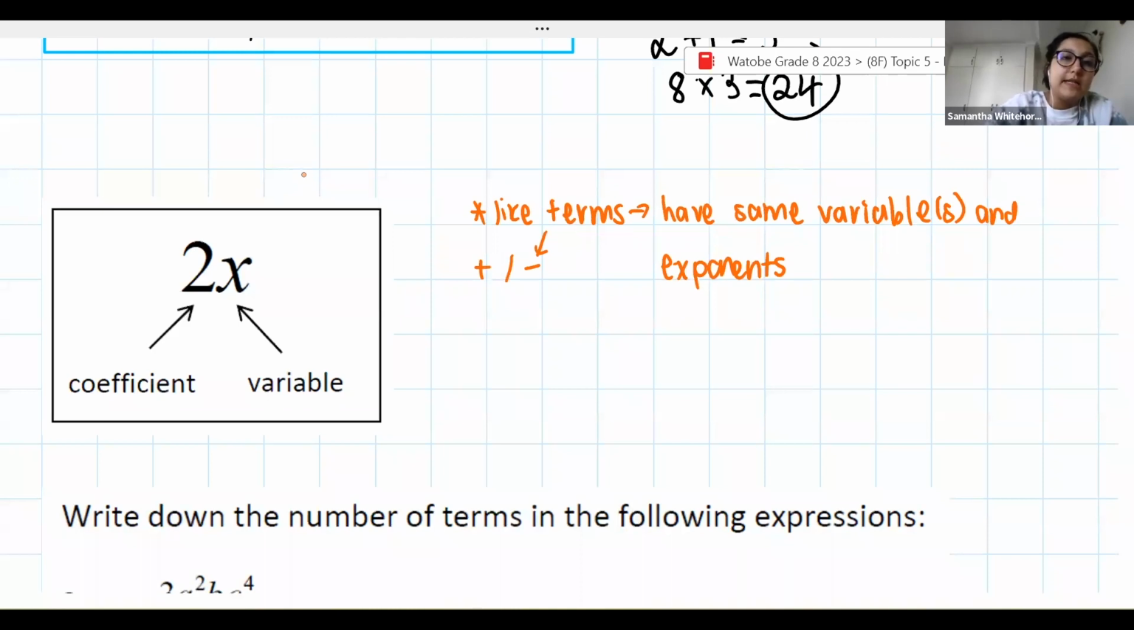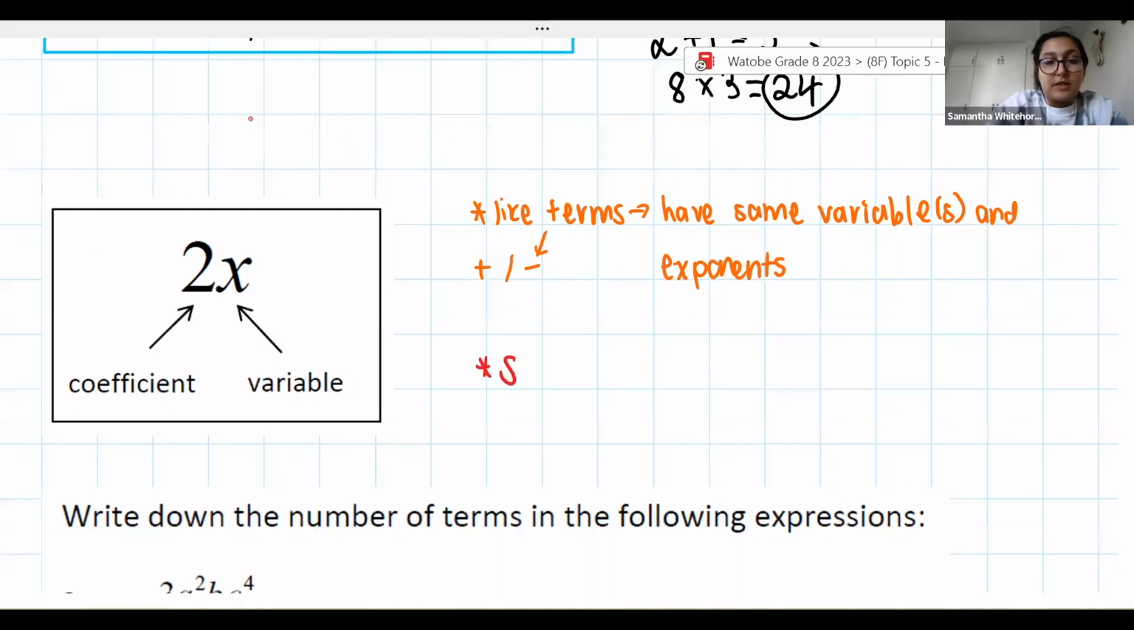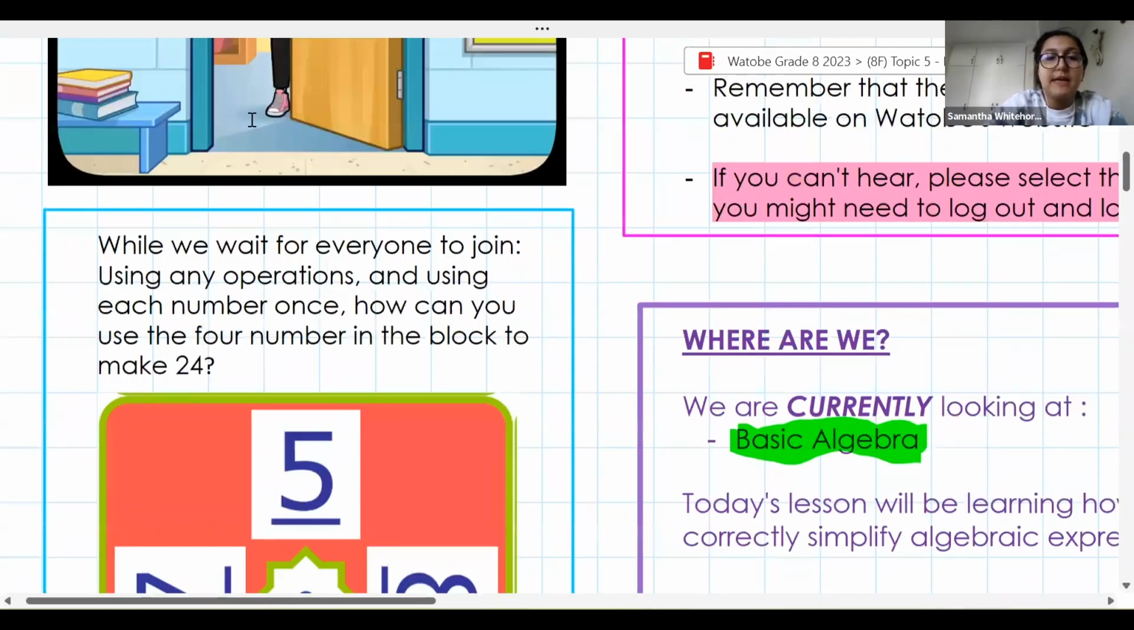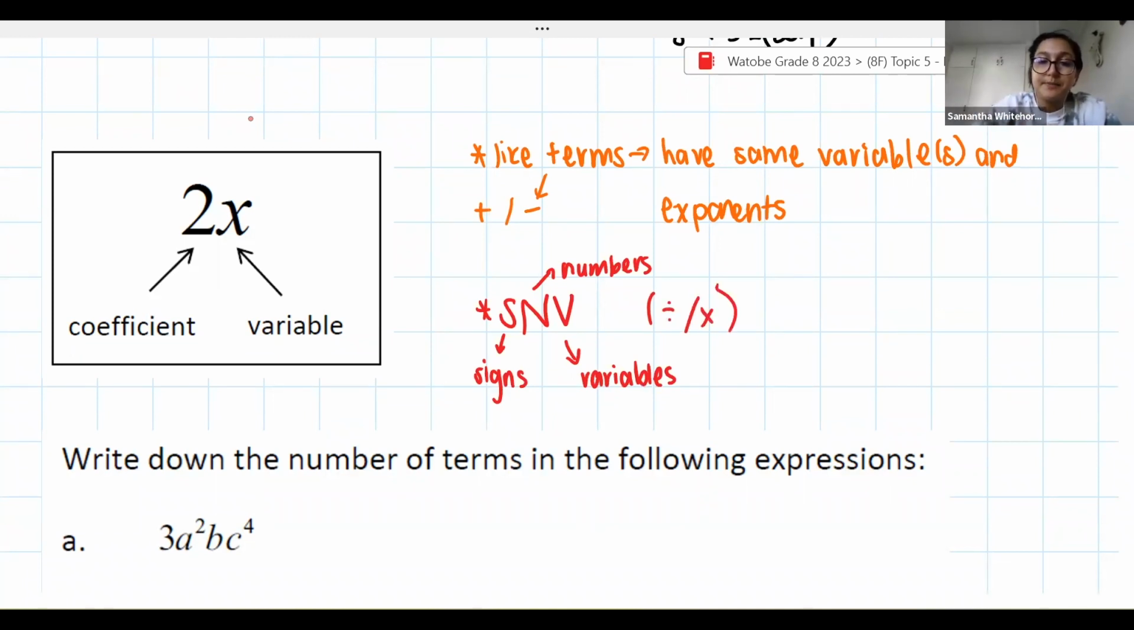What we're going to chat about today is the operations of multiplication and division. And this is now where, and we've spoken about this many times before, SNV comes in. SNV is signs, numbers, and variables. And this is very helpful for us to make sure that we are multiplying and dividing values correctly. So this is useful for us when we multiply and when we divide.